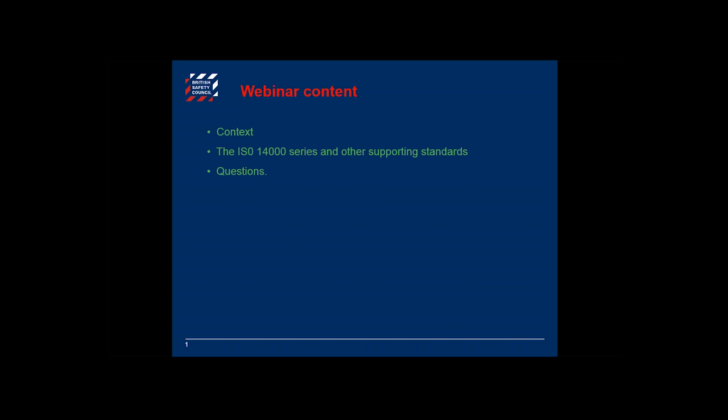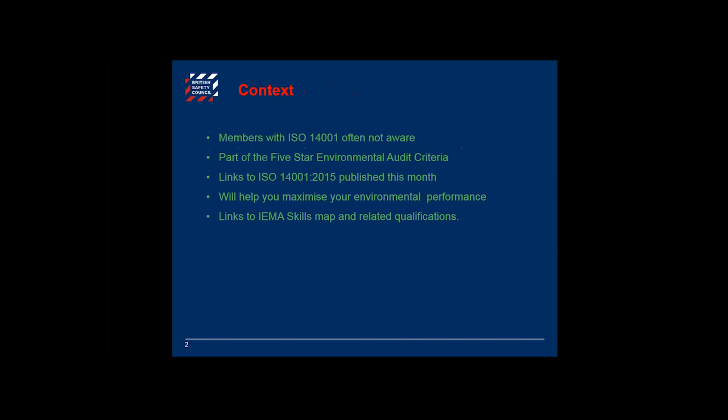So the webinar content is going to be split into three. I'll talk a little bit about the context of this webinar and why we've chosen it, or why we consider it's important for our members and guests. Then I'll give you a heads up around some of the 14001 series. I won't be doing them all by any means, but I'll give you some of the main ones and some of the other supporting standards which can help you to improve your environmental performance and to enhance your 14001 system. And like Louise just mentioned, if there are any questions at the end, we can field them, so please use the question methodology that Louise just explained.